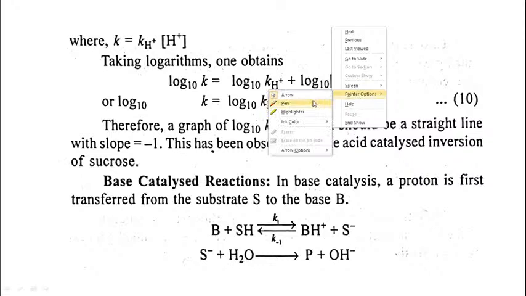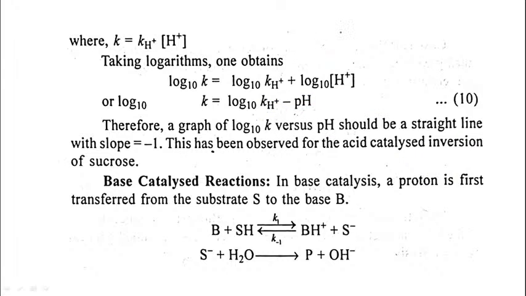According to the definition, pH, the power of the hydrogen ion, is equal to minus log to the base 10 of the concentration of the hydrogen ion. Therefore minus pH equals log to the base 10 of the concentration of the hydrogen ion here. So we can substitute this term, minus pH, here.